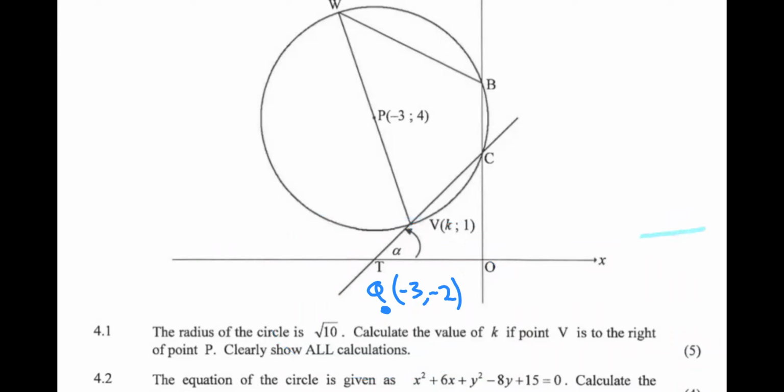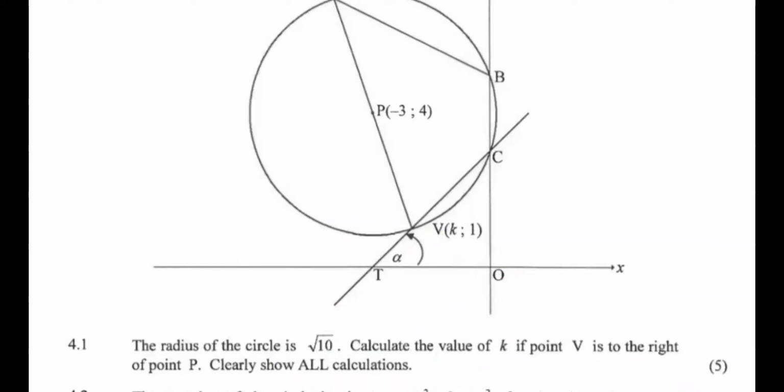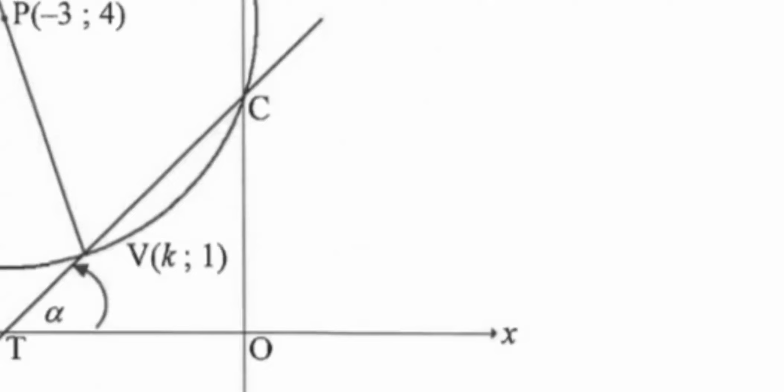The equation for the new circle, I think, is (x + 3)² + (y + 2)² = 10. That is correct. Sure, because the center of the circle was at (-3, -2).